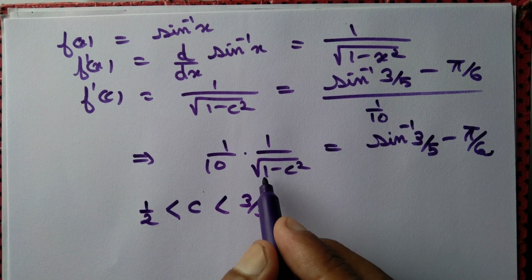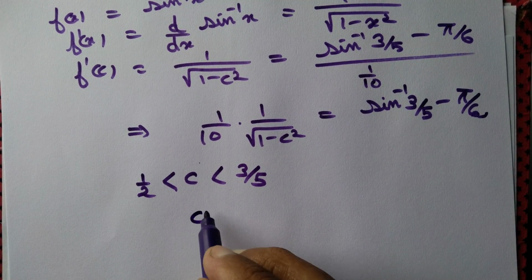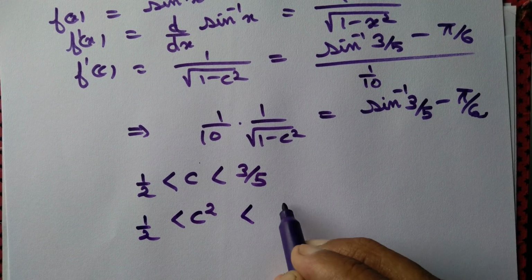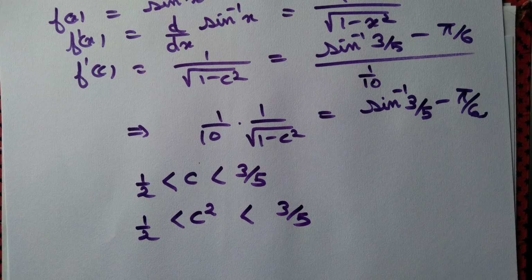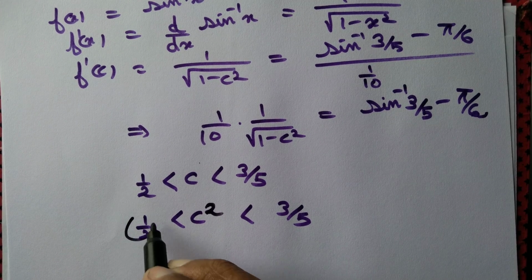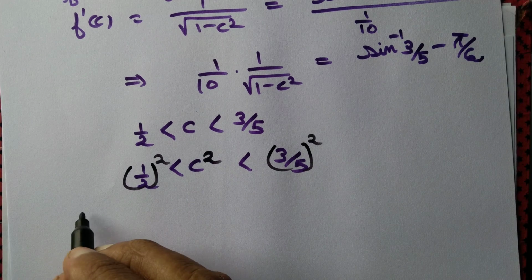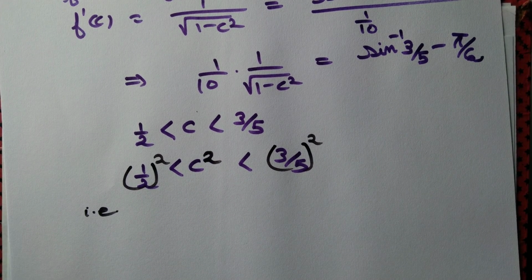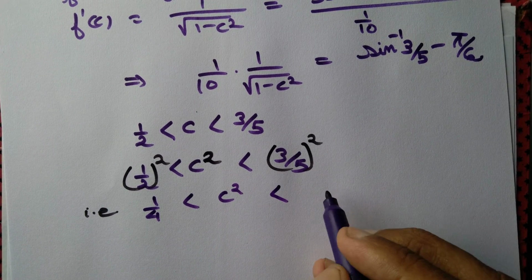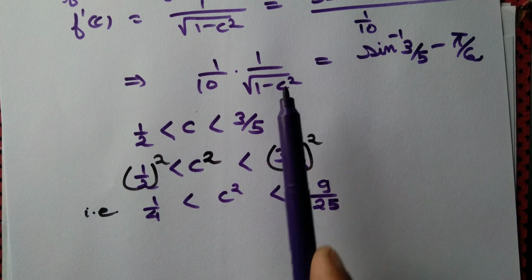So c is greater than half, less than 3 by 5. But we want c square, rather 1 by square root of 1 minus c square. So c square is greater than half square and less than 3 by 5 square. That is, half square is 1 by 4, is less than c square, is less than 9 by 25. Now we want 1 minus c square.